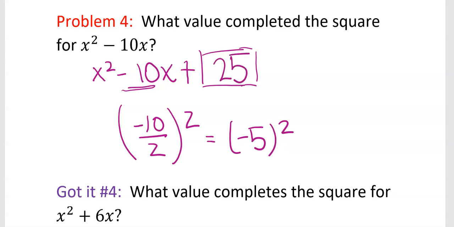Okay, so if I factor this one now, I would look at what are factors of 25 that add up to negative 10. Well, if you have factors of positive 25, you'd need 2 positives or 2 negatives.